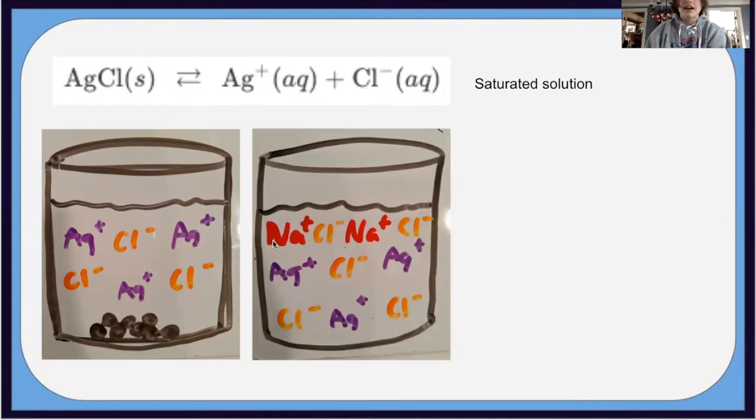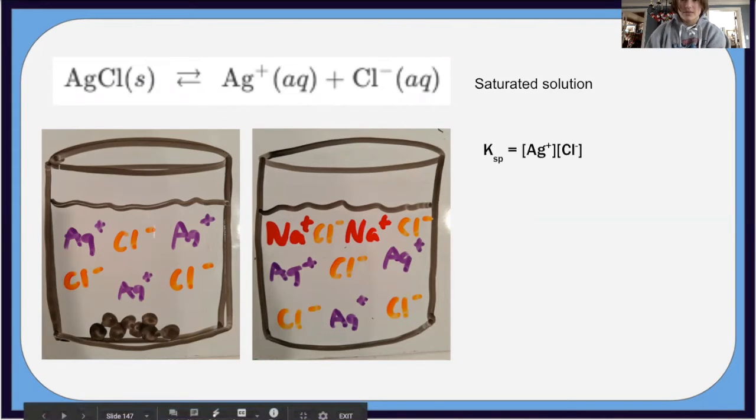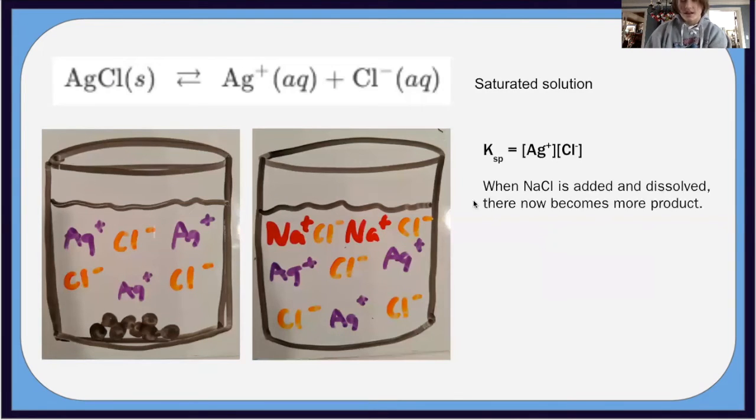Here, I have added sodium chloride to the reaction, and sodium salts are 100% soluble. So this sodium chloride is going to dissolve completely with our silver chloride. And you'll note that the chloride ion is a product here. So we can use Le Chatelier's principle to figure out what might happen. When sodium chloride is added and dissolved, there now becomes more product. We've already covered this. All sodium salts are 100% soluble.